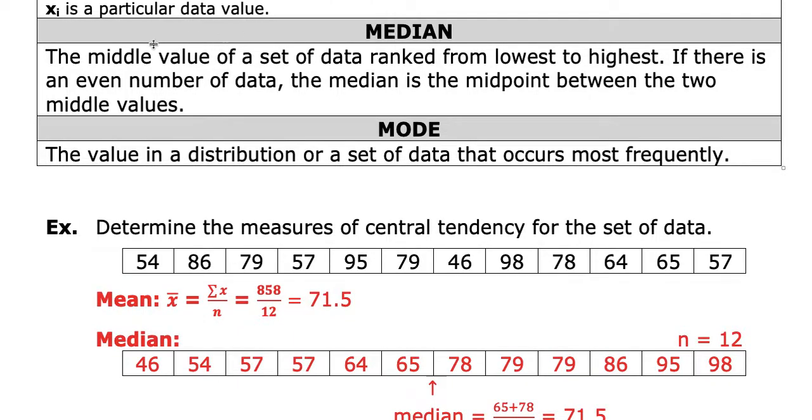Next, median. The middle value of a set of data ranked from lowest to highest. If there is an even number of data, the median is the midpoint between the two middle values. Next, mode. The value in a distribution or set of data that occurs most frequently. So, there can be more than one mode. If that's the case, express it as mode is equal to, and with the open and closed bracket for a set.